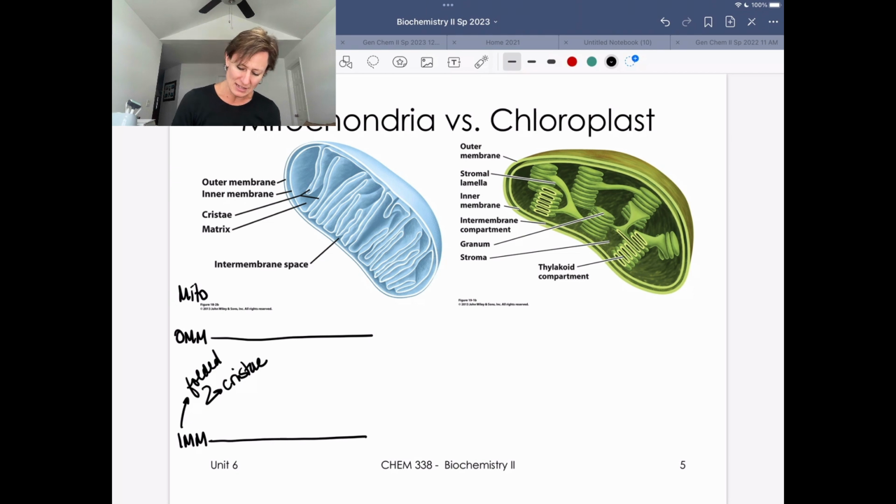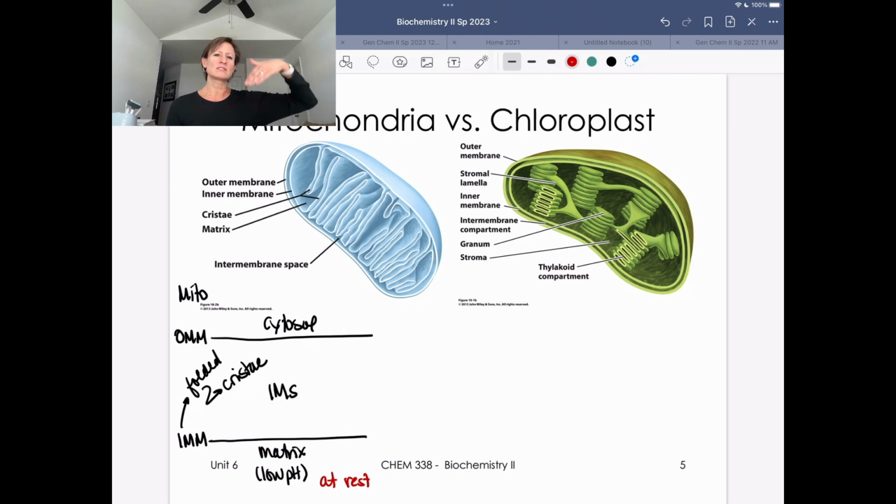These are boundaries then for the cytosol, the inner membrane space, and then all the way on the inside is the matrix. And if we remember where we think about proton translocation happening, if we are at rest, we are going to have a low pH in the matrix. That's because we're not moving those protons from the matrix into the inner membrane space and the cytosol, so we're not translocating those protons. So we're going to have a low pH, high proton concentration in the matrix.